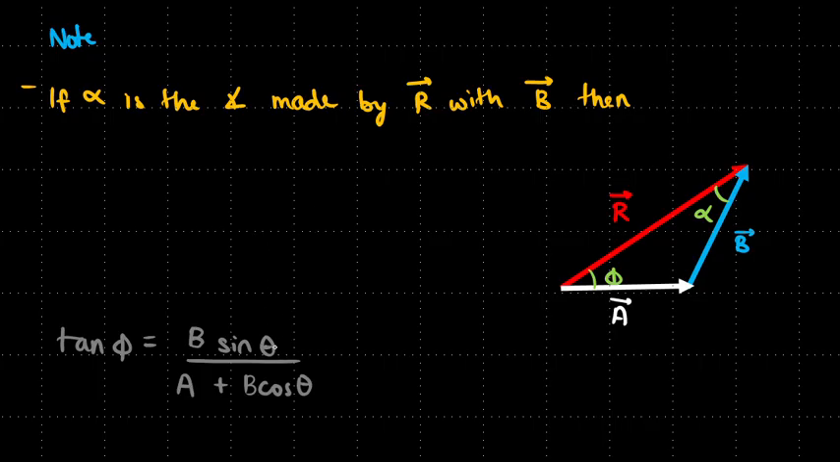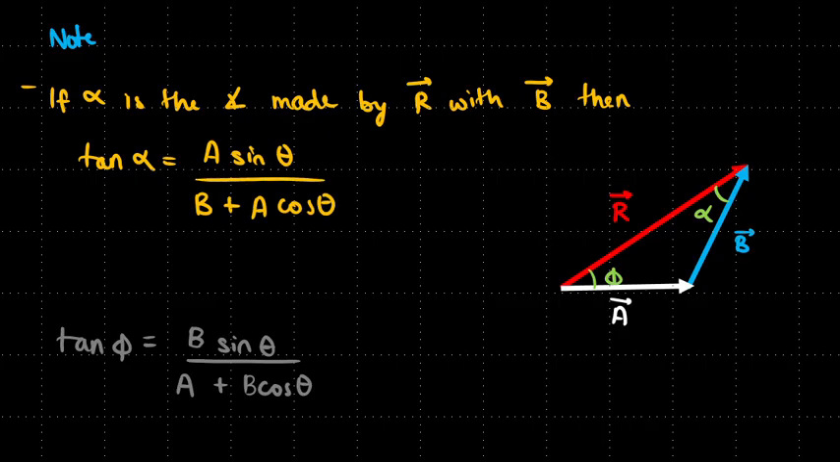So now, vector R and vector B. Let's just keep the same logic. So we have tan alpha must equal, the angle is made with vector B, so there will be B at the bottom, and A over here. Since this is tan, there will be sine theta by cos theta, and this is the result that you needed.